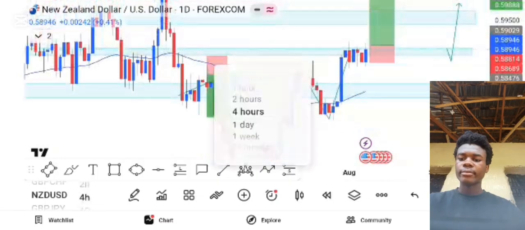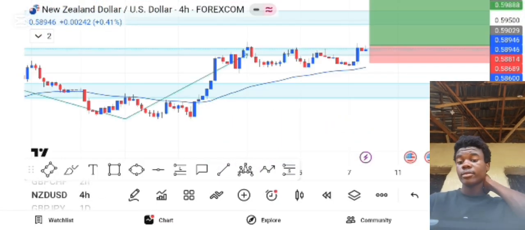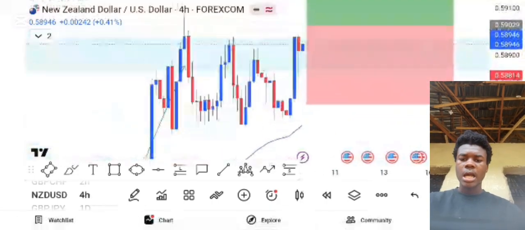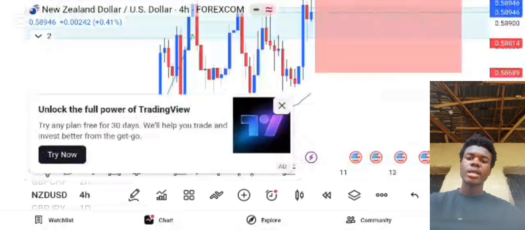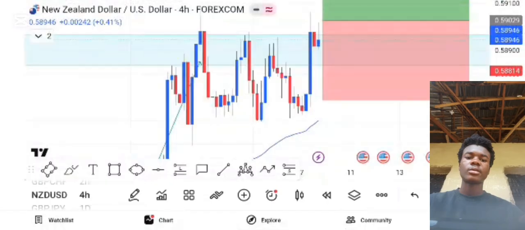Then the 4-hour time frame. Let's go to the 4-hour time frame. At the 4-hour time frame, as you can see, we are also bullish, and we are having a reversal pattern on the 4-hour time frame.